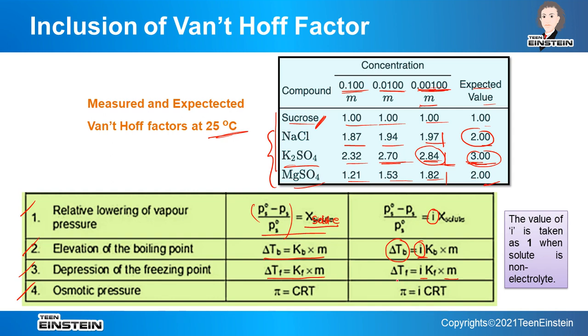Okay, so in all these equations, it is very simple, we have just multiplied by I in each case, that is the difference. So this value of I will be 1 when it is a non-electrolyte. If there is no dissociation or association, suppose you have taken sucrose, then obviously this equation is fine, and there is no need to include the Van't Hoff factor. But when there is dissociation or association, we have to include the Van't Hoff factor, otherwise we will not get the correct result, whether it is molecular mass or any colligative property.